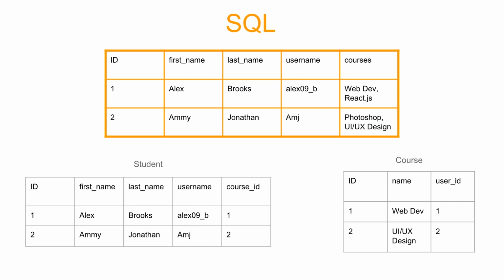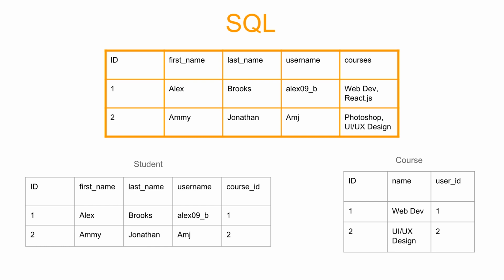And the last column in here represents the user ID. What I mean by this is that here we are putting relations between both of these tables. We put the user ID here, which shows which user is taking this course, by putting their own ID, like 1. And when we look on the left side, we find Alex has the ID 1. So the web development course is being taken by Alex Brooks with the username Alex09B, and so on and so forth.